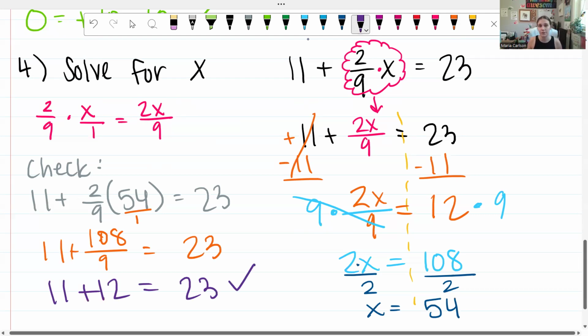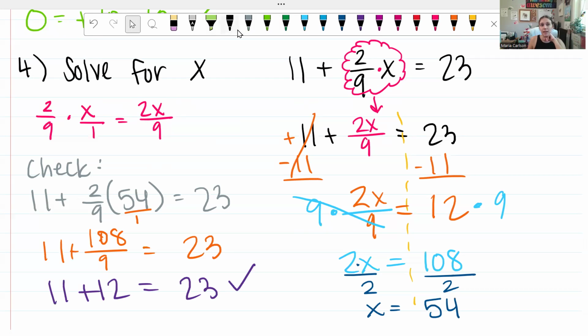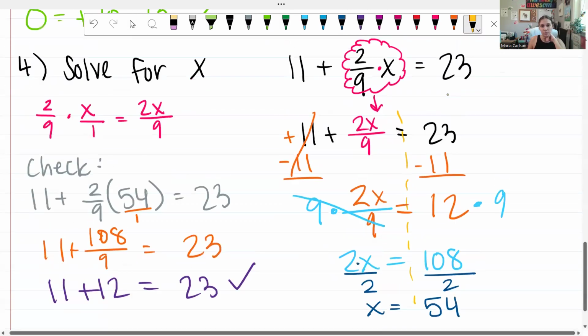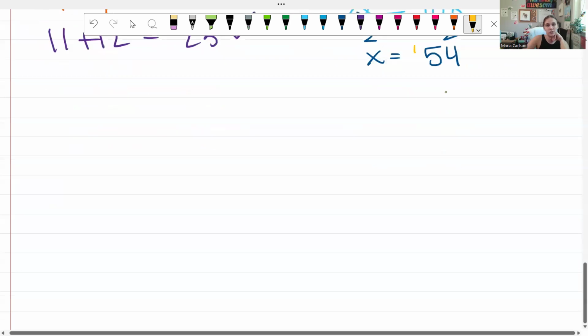You may stop watching the video now if you would like, or I'm also going to show you an alternative way to do this last problem. And this is actually how Delta Math would tell you to do this problem, but I do it a little bit differently. So here is our original equation, and I'm going to do it a different way. So 11 plus 2/9 x is equal to 23.